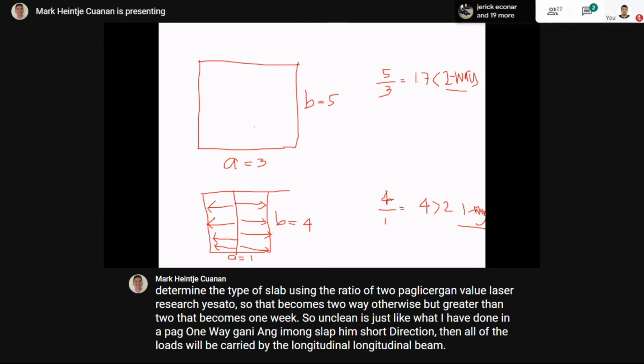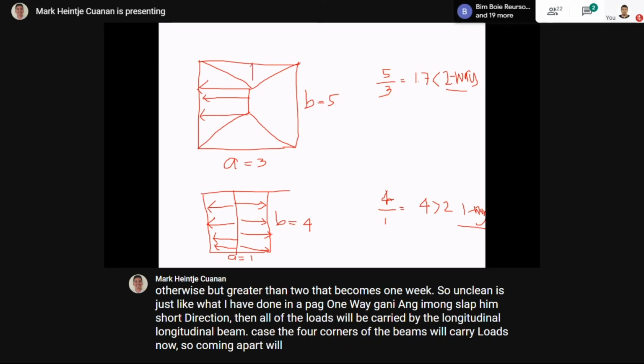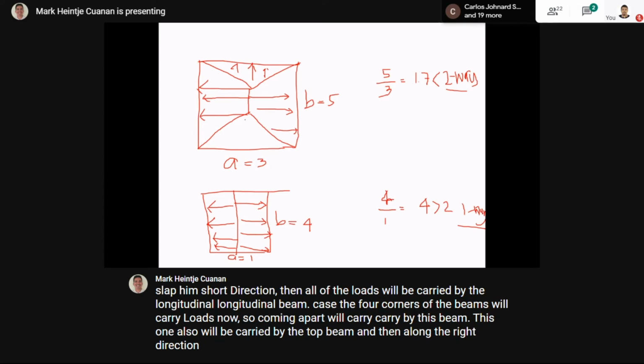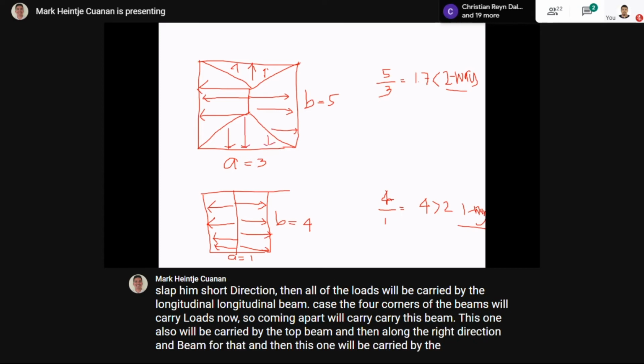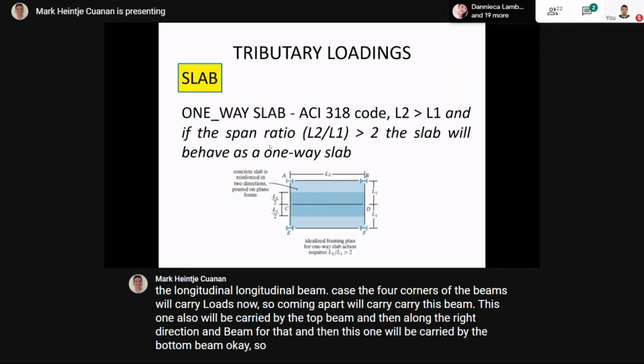Pero pag two-way ang atong slab, ang resulta ana niya is naka-umbrella. Right? So all of the beams, the four sides of the beams will carry loads. So kani nga part will be carried by this beam. This one also will be carried by the top beam, and then along the right direction nga beam for that, and then this one will be carried by the bottom beam.